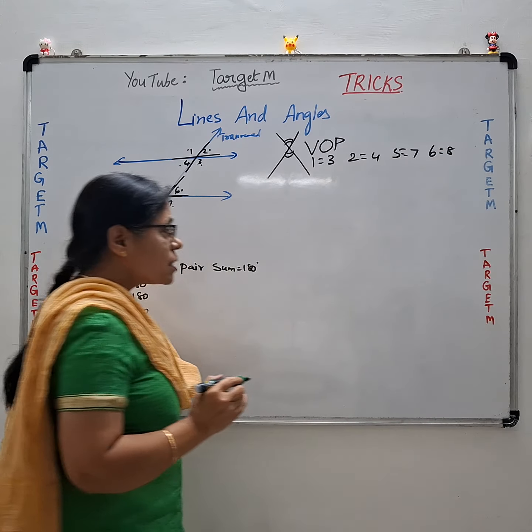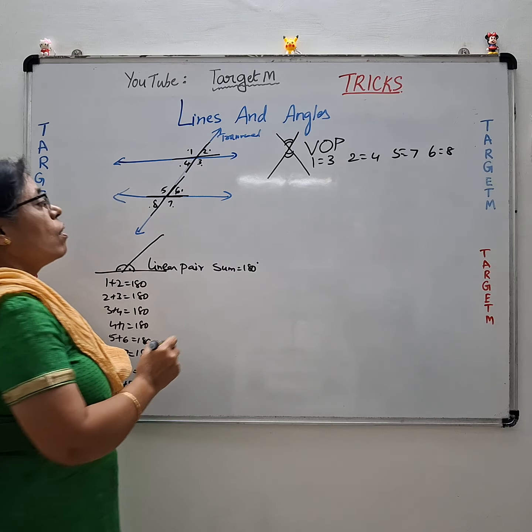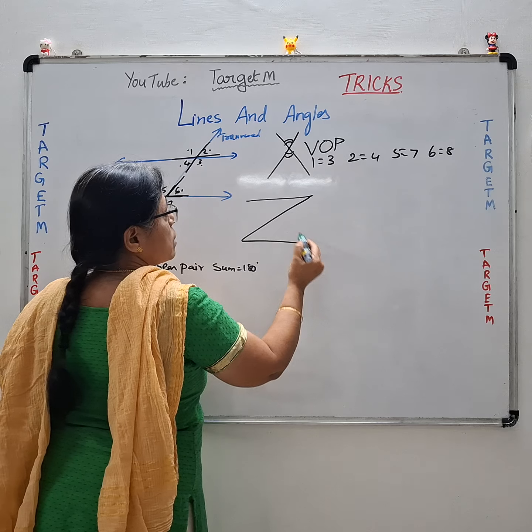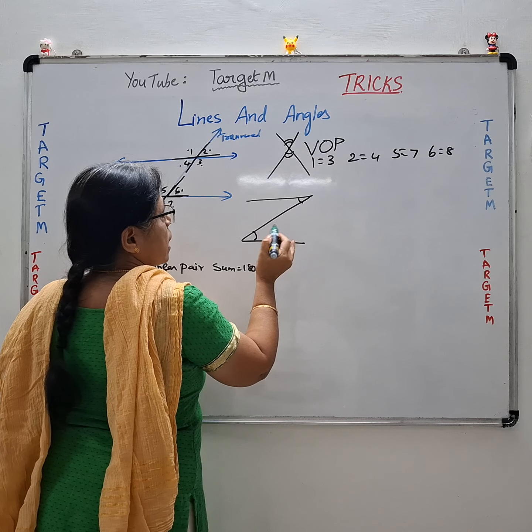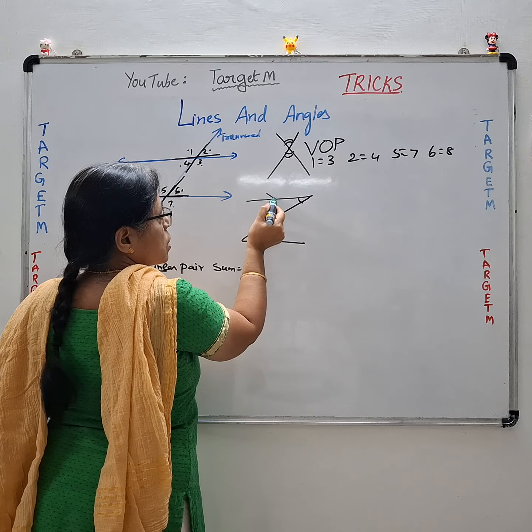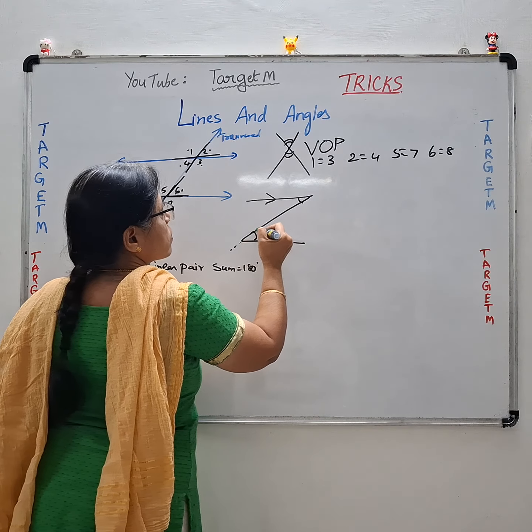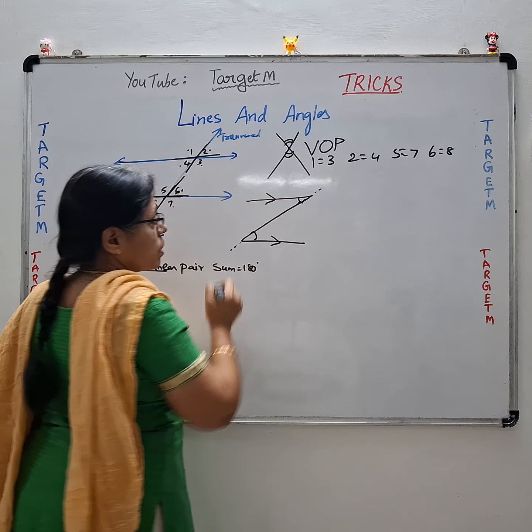Okay. Next comes the concept called alternate interior angles. Just remember the Z shape. These angles are called alternate interior angles provided these two lines are parallel and this is the transversal line which is cutting both the parallel lines.